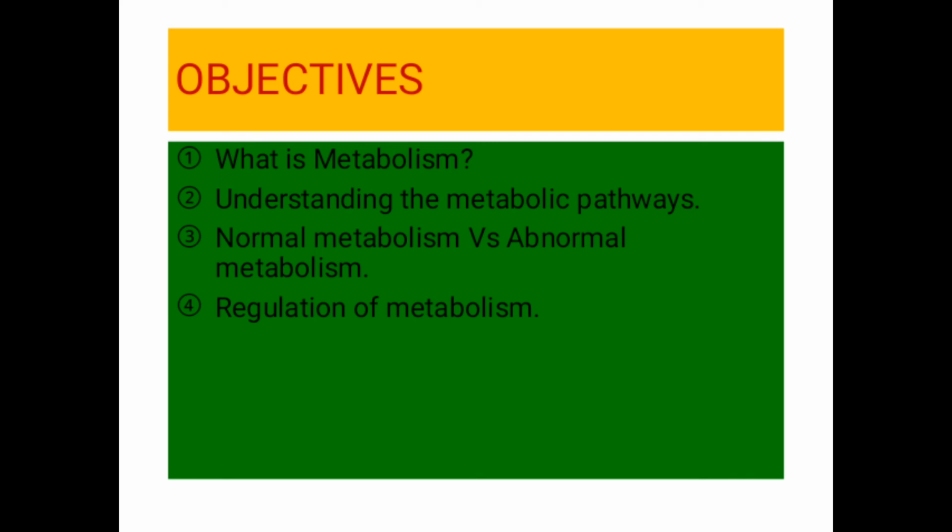You can't know what is abnormal if you don't know what is normal. It is only when you understand the normal metabolism that you can ascertain any abnormalities that will arise thereafter, in certain clinical situations such as malnutrition or marasmus. Then the fourth objective is to look at how metabolism is regulated. So let's look at what metabolism is.